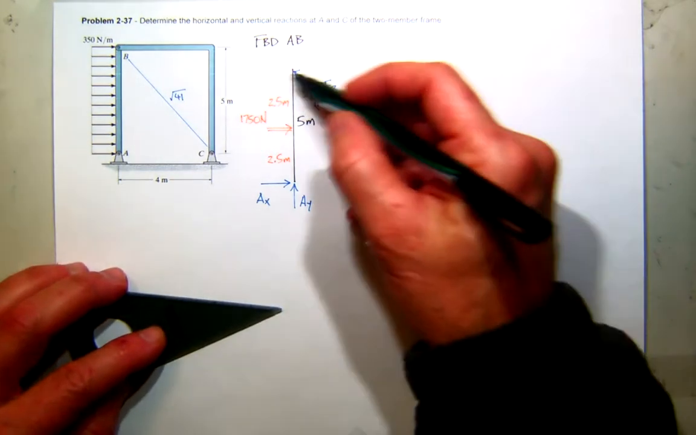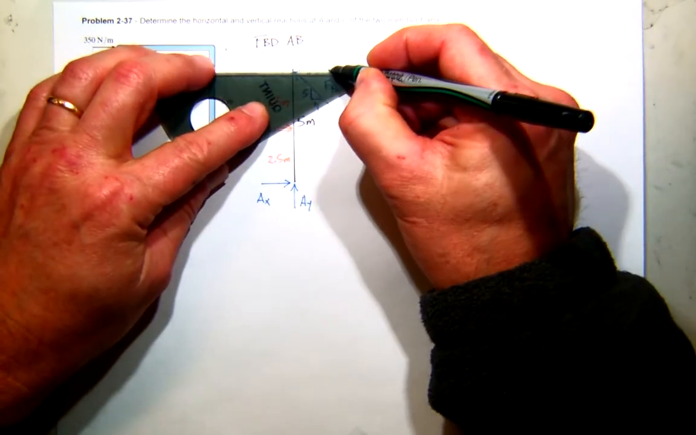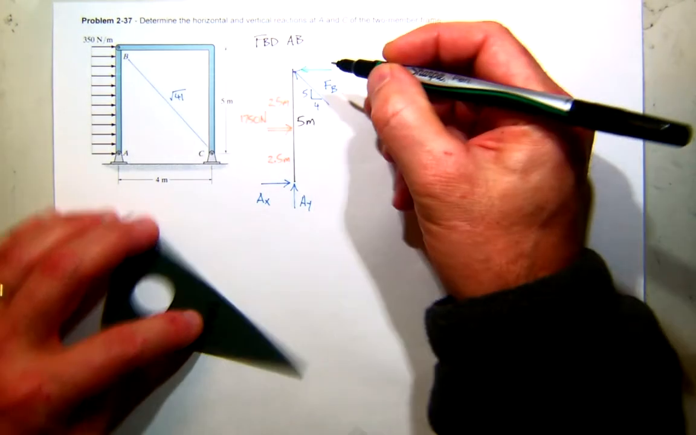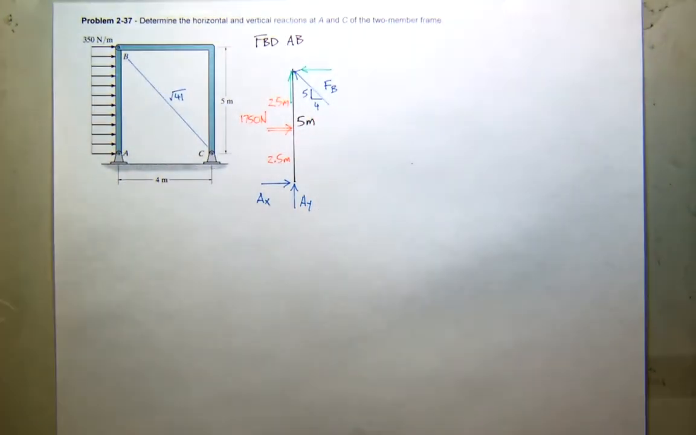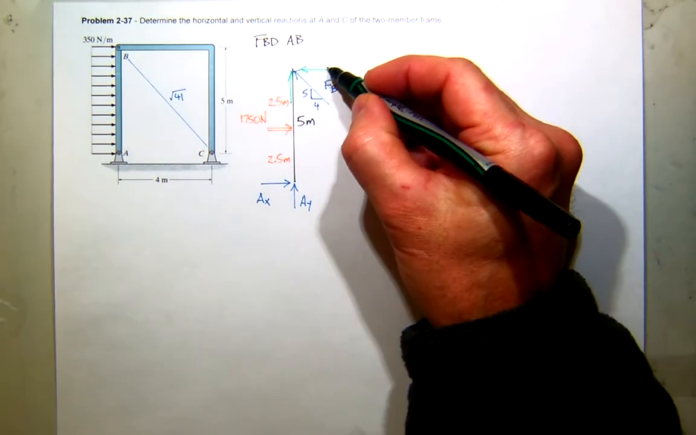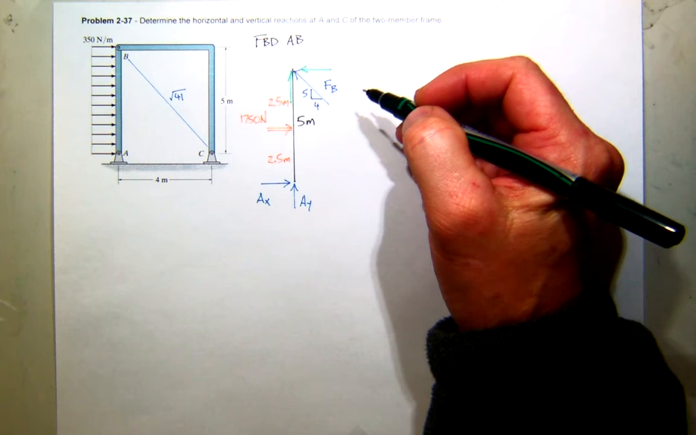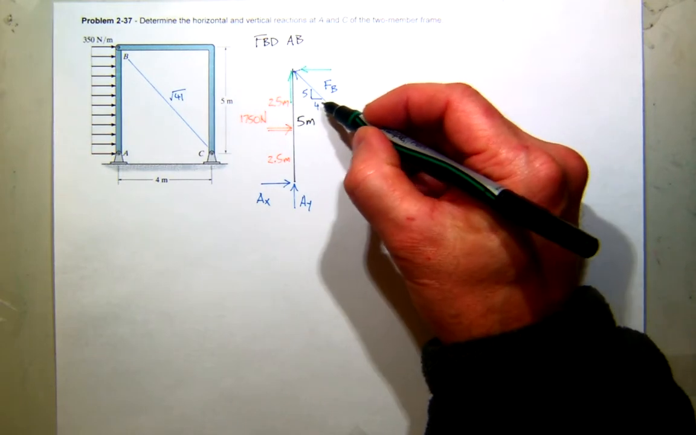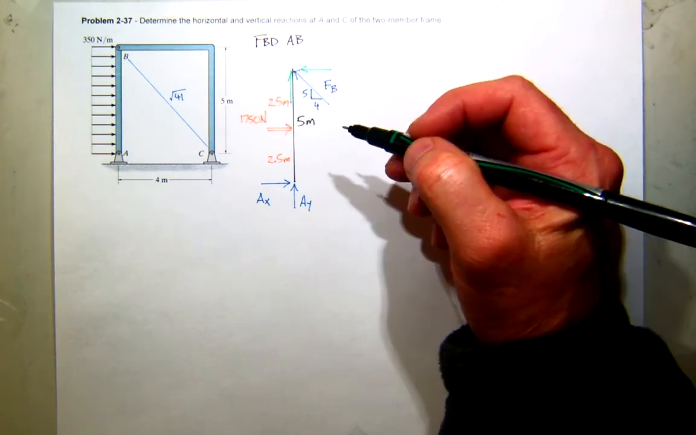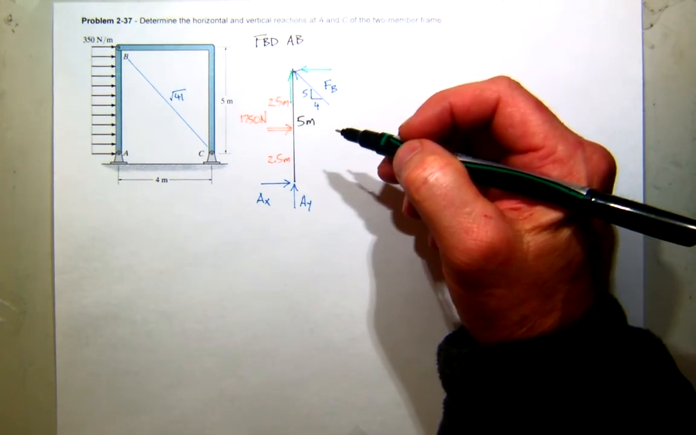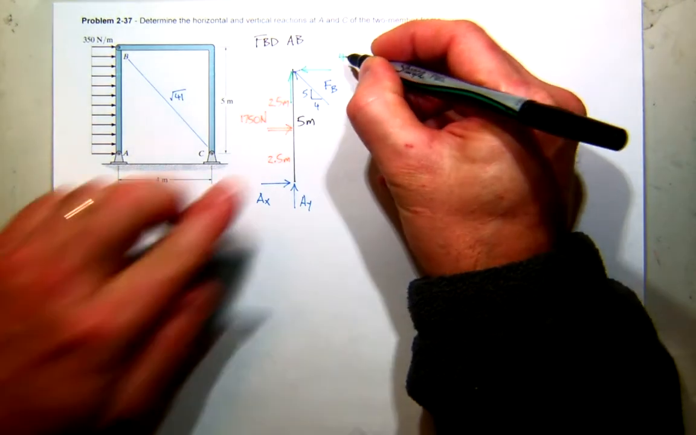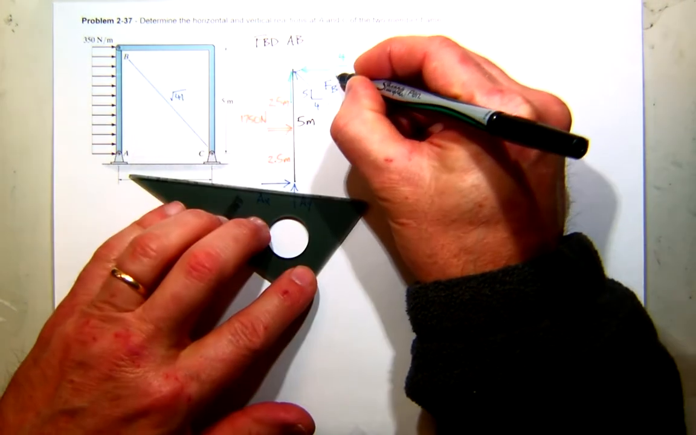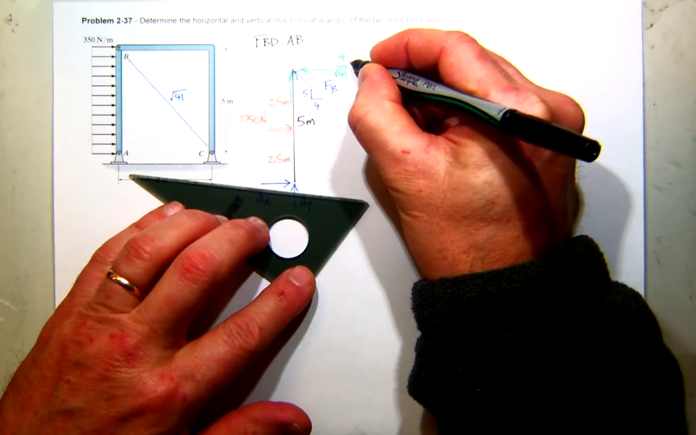I'm thinking that I might need some components here, so I'll go ahead and draw those just so I can see their direction. What would the horizontal component be here? It's going to be the ratio of 4 to the square root of 41, right? So you'll get something that looks like this: 4 over the square root of 41 times FB.